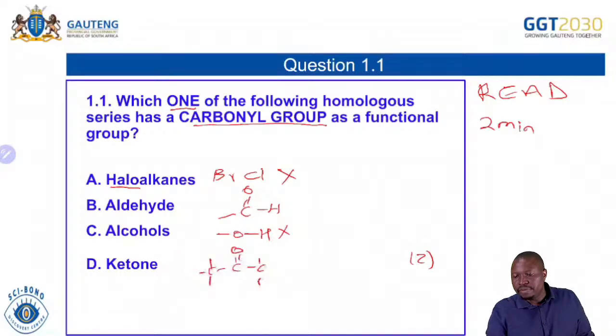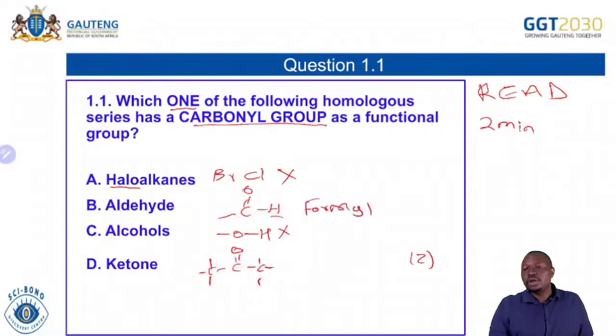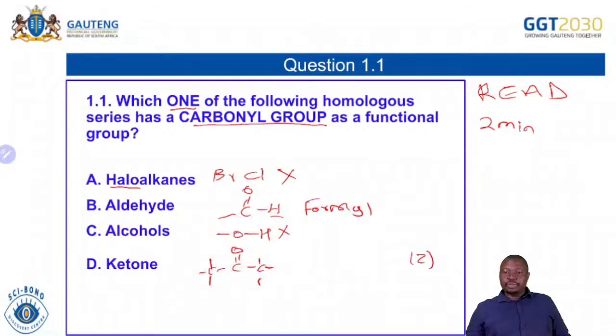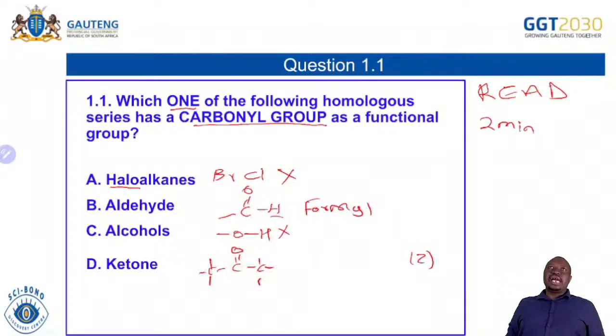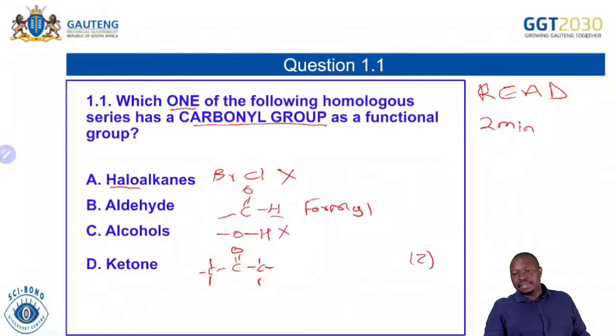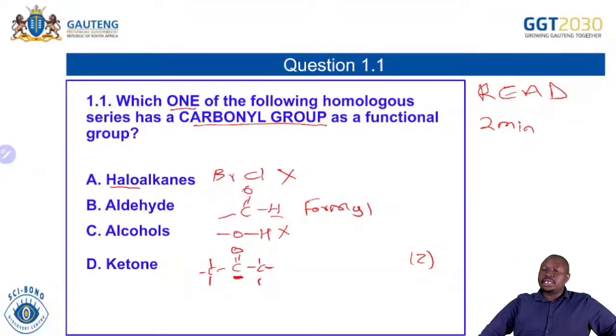And these ones where you have a C double bond O attached to a hydrogen, of aldehydes, we call it a formyl group. So it's a formyl group. The functional group is a formyl group for aldehydes. So you are able to say B is not the answer because it's a formyl group. The one that is a carbonyl group is this option number D, which is a ketone.